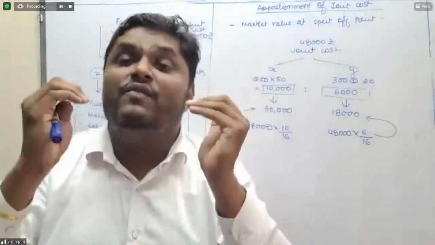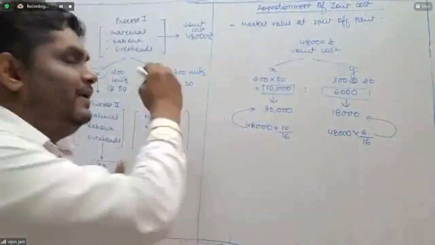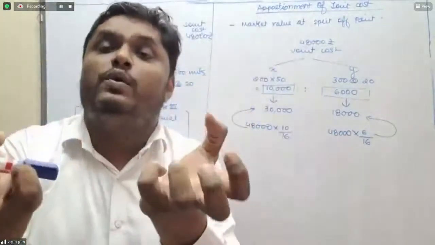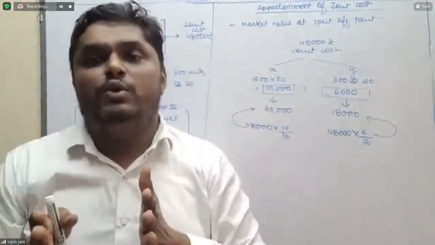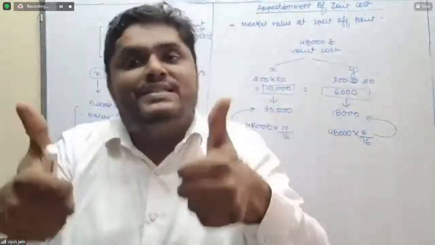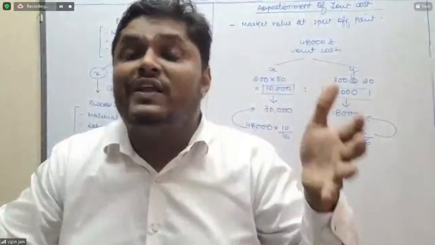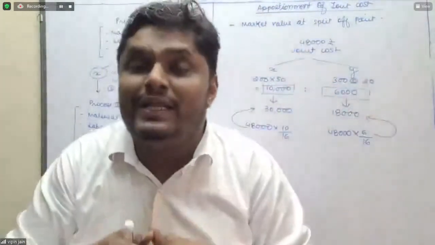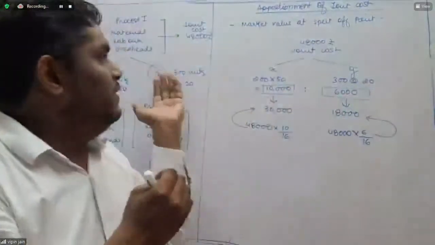I repeat again, we will calculate the dummy market value. That is, we will do the reverse calculation and calculate the dummy market value, and in that ratio we will distribute the joint cost. I repeat again, guys, if the market value at split off point is given, we will apportion the joint cost in that ratio. But what if the market value at split off point is not given? We will calculate the dummy market value at the point of separation.